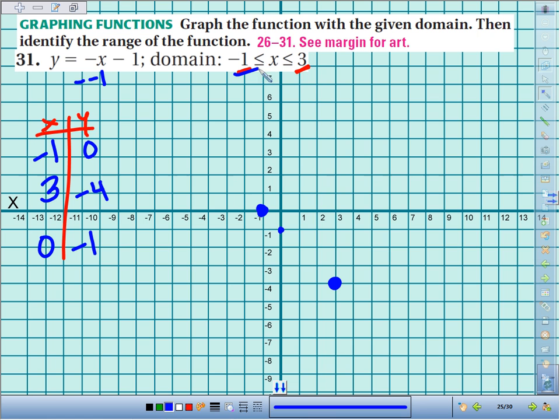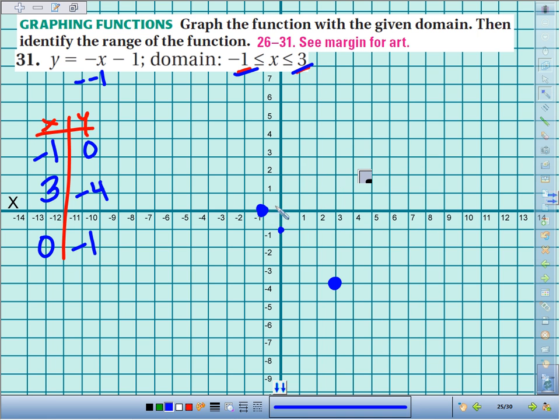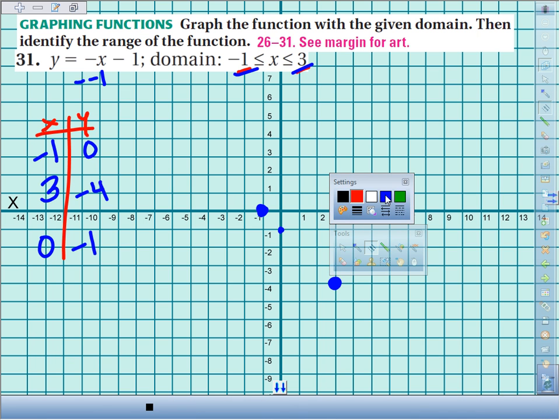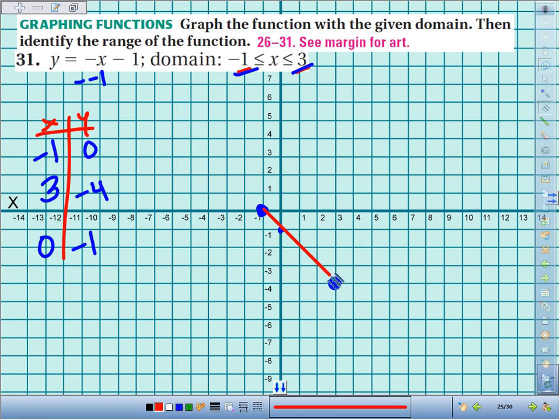But again, there are 2 endpoints here, so it's going to stop here, and it's going to stop there. So my graph would look like that.